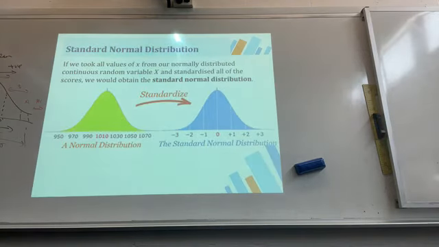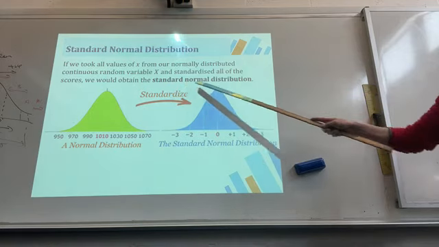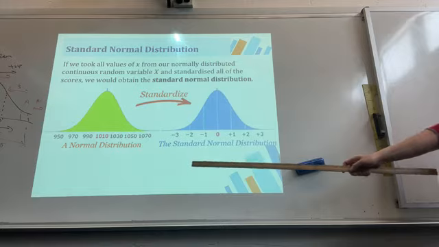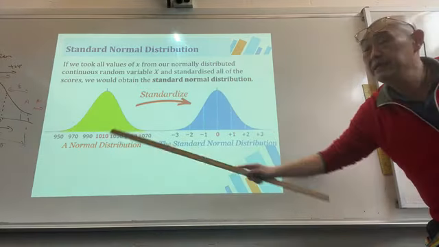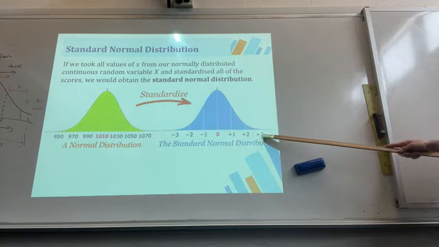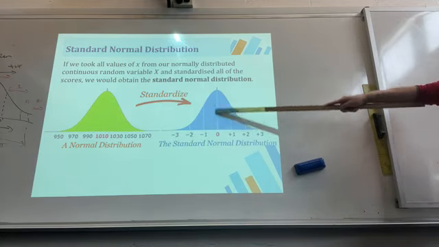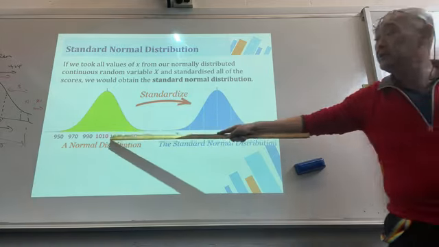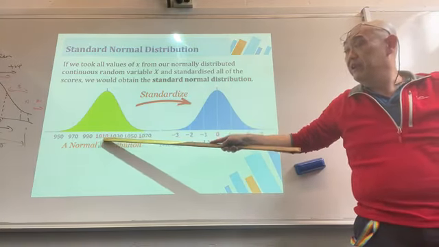All right, now what I'm going to do is introduce a term called the standard normal distribution. If you took all values of x from our normally distributed continuous random variable and standardized all the scores, so we actually locate the z-score for every single one. What we do is we standardize to get the standard normal distribution. The shape should be the same as this. The only difference is what is here. Here, the mean is 0, whereas the other is the mean of the set of data.